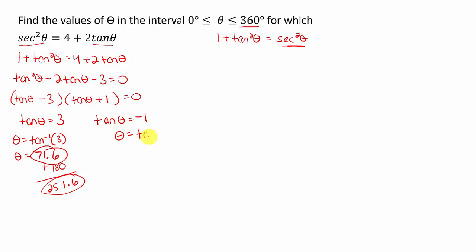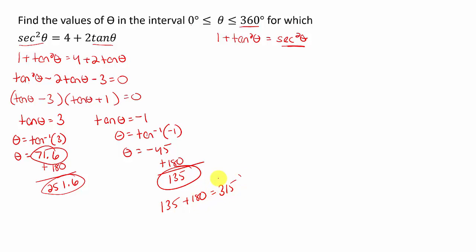Theta equals tan inverse of negative 1. And so theta is going to be equal to negative 45. That is not between 0 and 360, but we're going to use it anyway, and we're going to apply the tangent rules, which means I can take this and add 180 to it. And when I add 180 to it, I get 135, and that one is between 0 and 360. Well, I can take that 135 and try to add 180 again. And in this case, I get 315, which is also between 0 and 360.